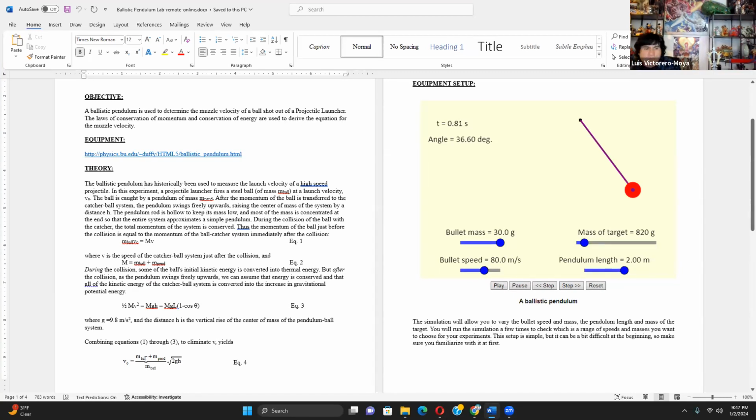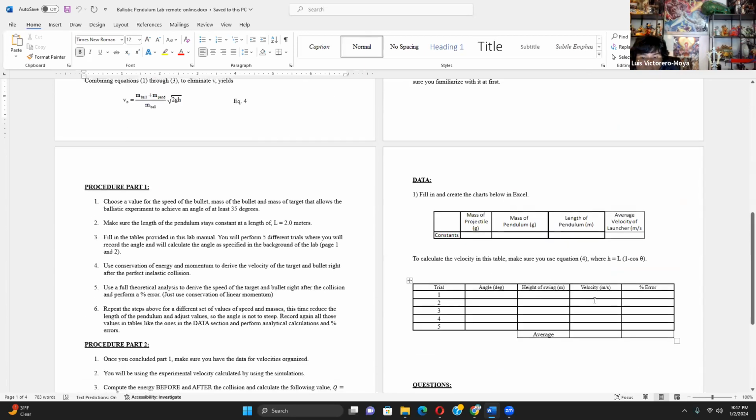after the collision. We applied the conservation of momentum to this situation where you have a bullet striking a mass, a target, and then because of the speed of the bullet, it's going to start basically swinging. This mass is attached to a string. You need to know the length of this, which is given here. You can change all these values. At the end of the day, your goal is to find the velocity after the collision.